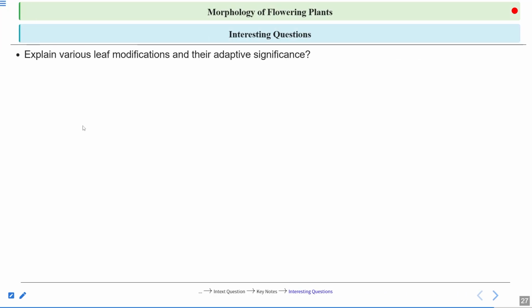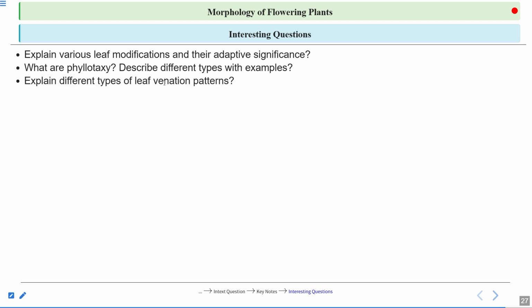So there are some interesting questions for you now. First of all, explain various leaf modifications and their adaptive significance. I've shown you the table, so from this table you can write down the answer. You can think of some leaf modifications as well. The next question, what is phyllotaxy? You have to describe different types with examples. Next question, explain different types of leaf venation patterns. You can talk about the reticulate and the parallel venation patterns here.